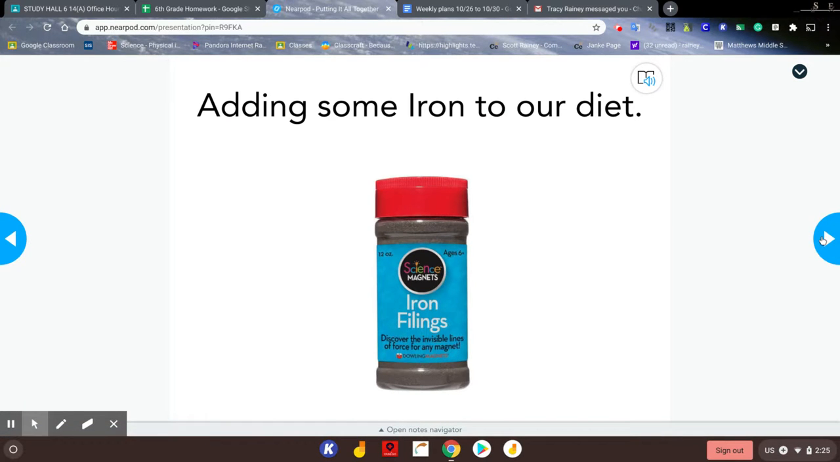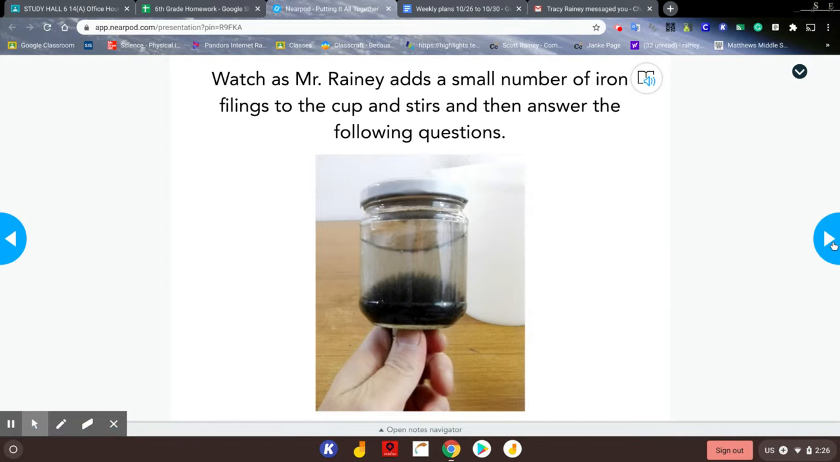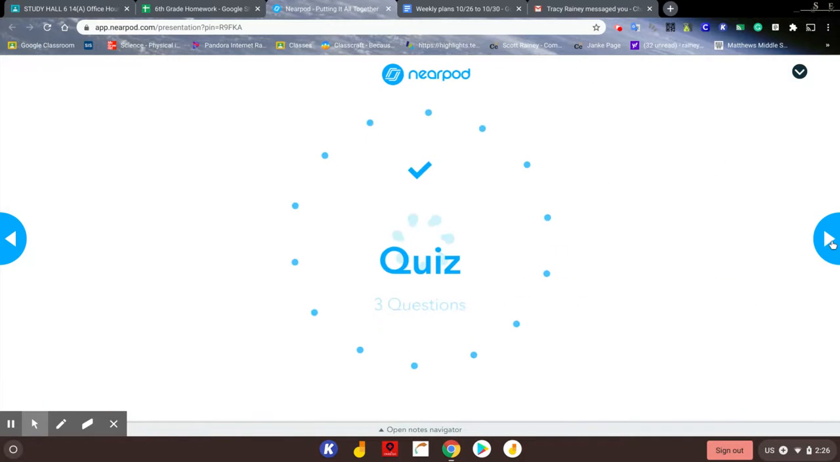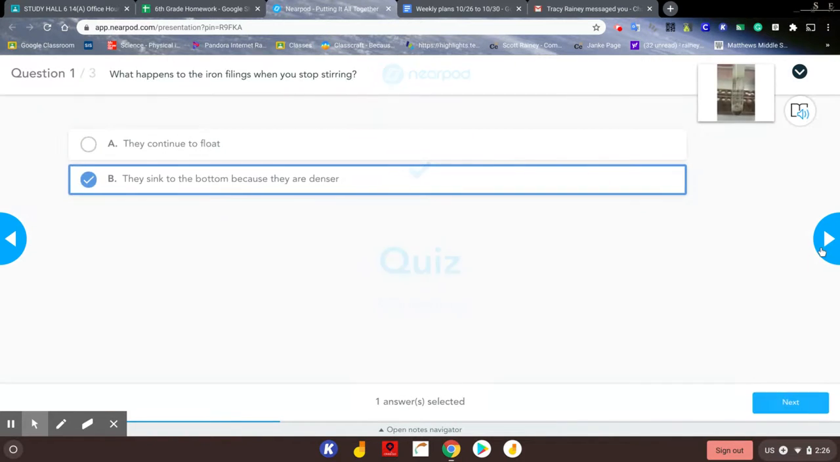Last step we did, we added some iron to the mixture and stirred it up. When I was done stirring it, what we noticed was that the iron sank down to the bottom because it is more dense.